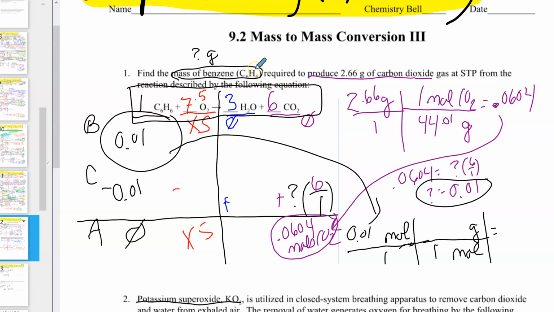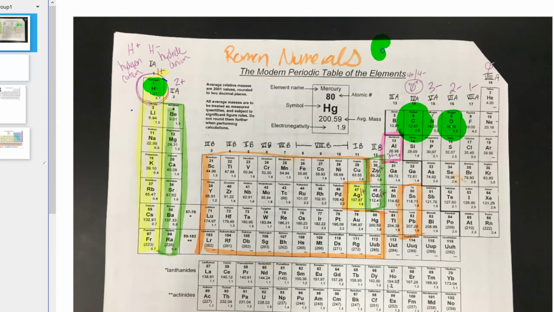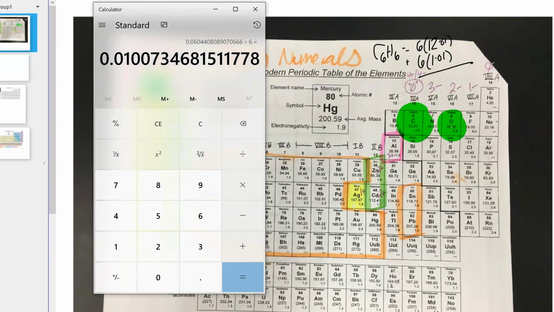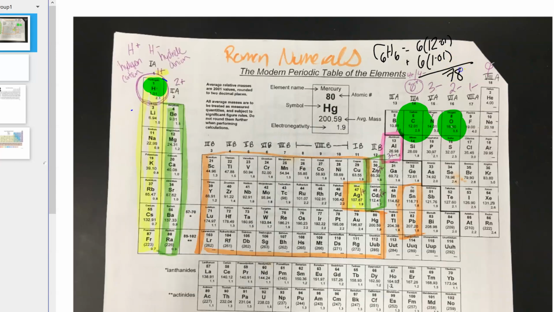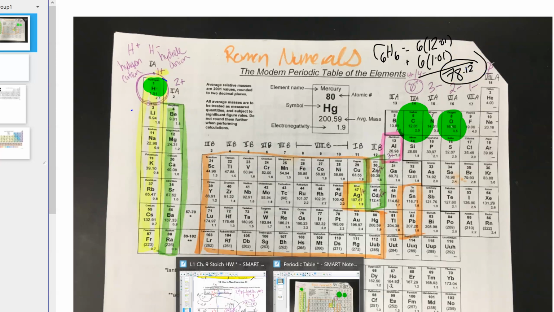And then they want to know how many grams though. So we need to figure out the molar mass of benzene. So go to your periodic table, C6H6. So we need to get C6H6. That's going to be 6 times 12.01 plus 6 times 1.01. So 12.01 times 6 plus 6.06, 78.12. 78.12 grams per mole.